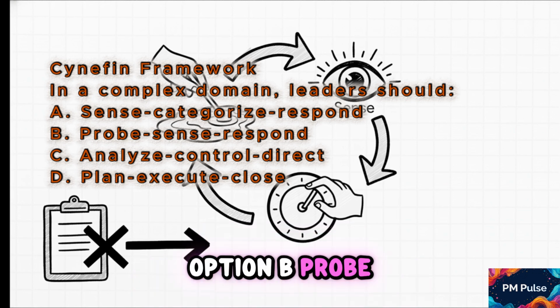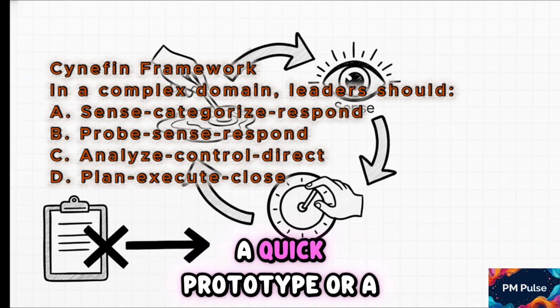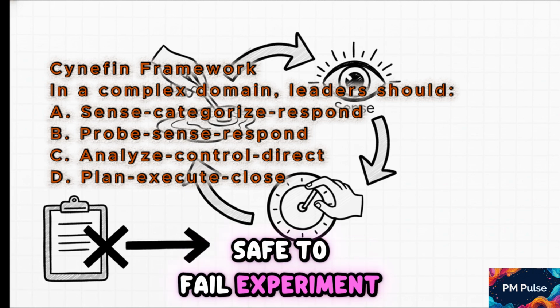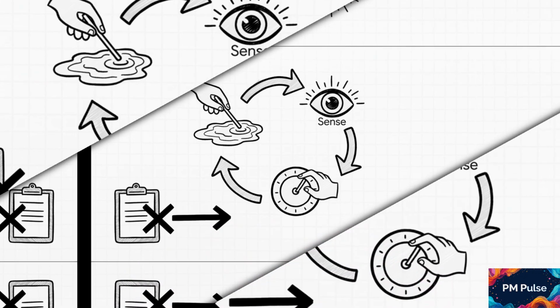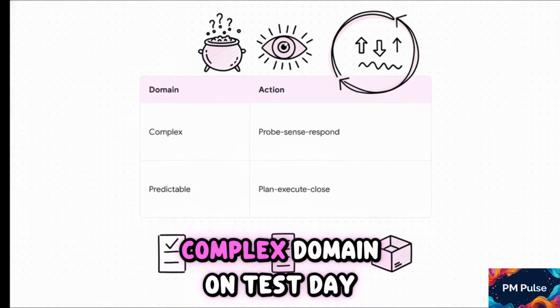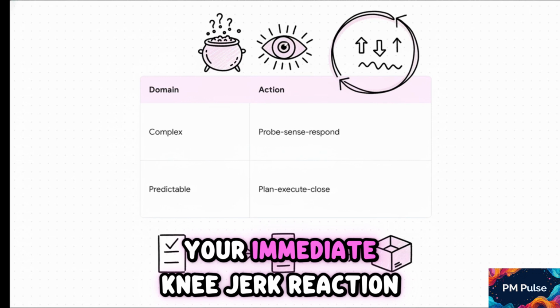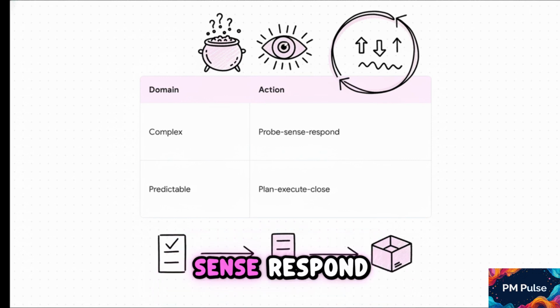Option B, probe, sense, respond. Think of a probe as a quick prototype or a safe-to-fail experiment. You're just testing the waters. When you spot the keyword complex domain on test day, your immediate knee-jerk reaction has to be probe, sense, respond.